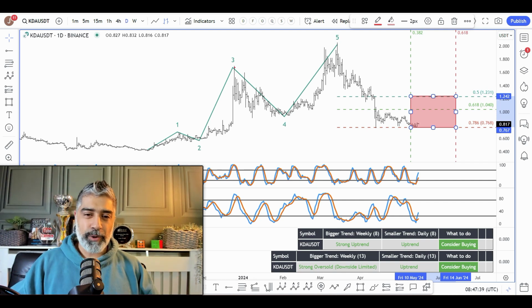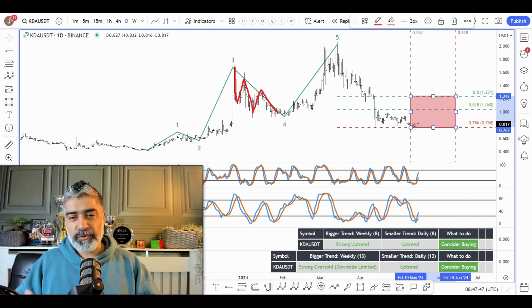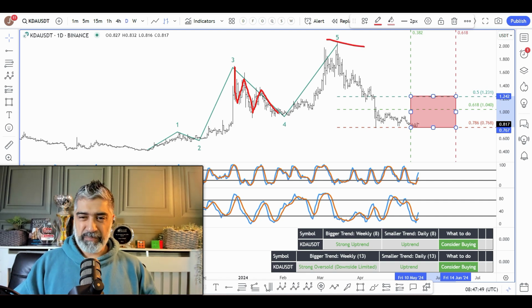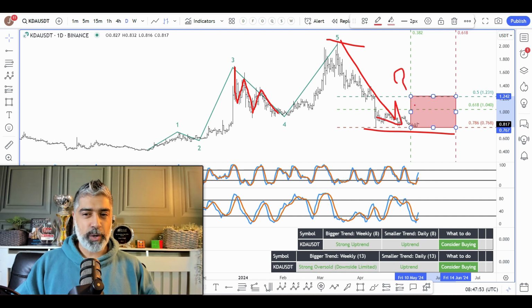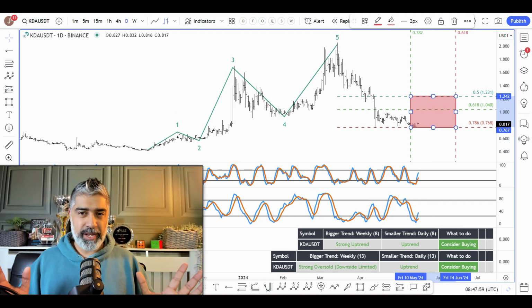Ideally, we want it to look more like this. This wave 4 correction is ideal. It's an overlapping wave structure. It's obvious, it's typical, it's common, so it's easier to read. Whereas this, it's like a big sell-off, and it's just very sharp, and it just gives me a big question mark to have a confident opinion of KDA. But that will be my take on it right now.